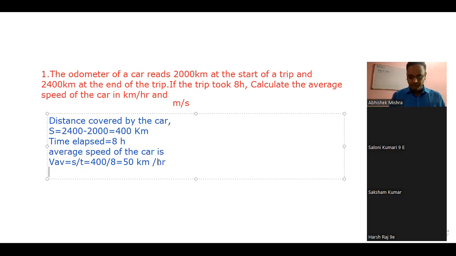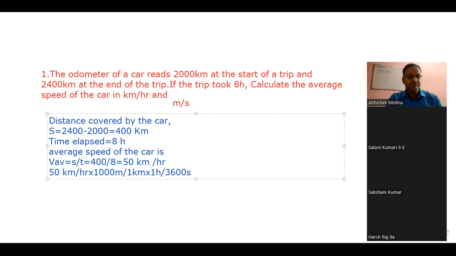So for that, what we have to do is, 50 kilometer divided by hour is equal to 50 into 1000 meter by 1 kilometer, into 1 hour divided by 3600 seconds.